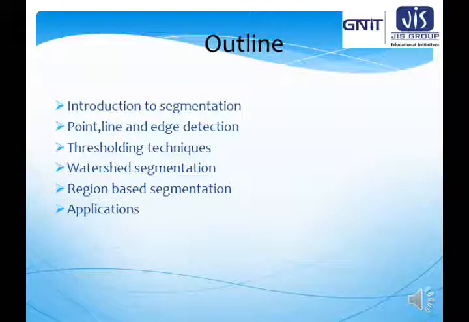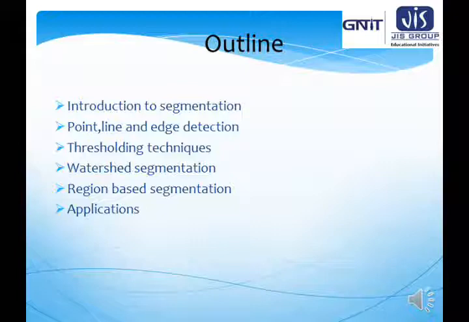This is the outline. We have already gone through the introduction to segmentation and the point, line and edge detection techniques. Now we should learn different types of thresholding techniques, then the watershed segmentation process, then the region based segmentation process, and after that the applications of all these processes. So this class will consist of mainly these three techniques.